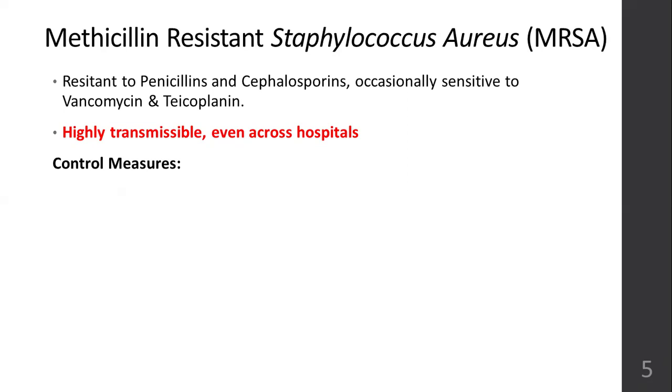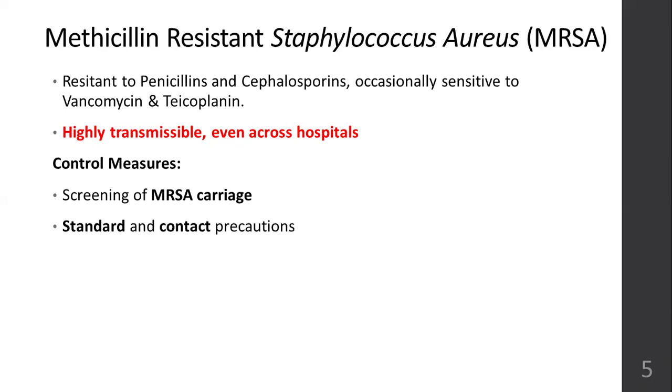Control measures of MRSA. Screening of MRSA carriage. Every infected patient should be screened for MRSA before admission. And if it is an MRSA positive patient or MRSA positive carrier, you have to admit them in an isolation ward. Standard and contact precautions have to be used for MRSA prevention. Isolation has to be followed if it is confirmed that this is an MRSA case or an MRSA carrier. You have to positively do the isolation.